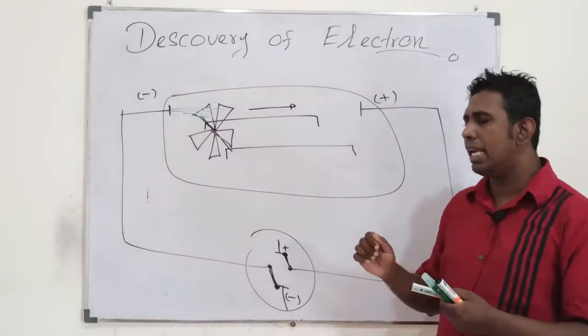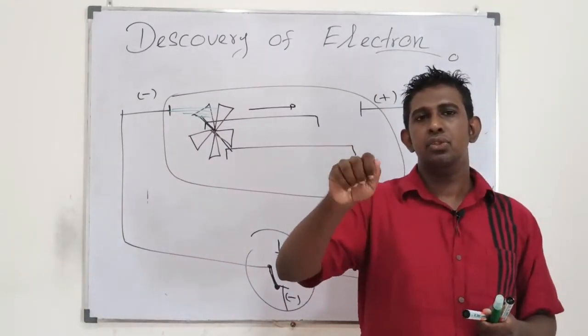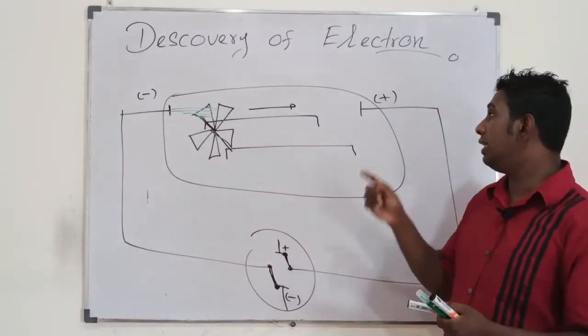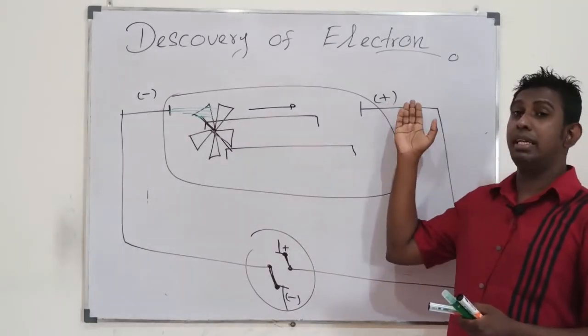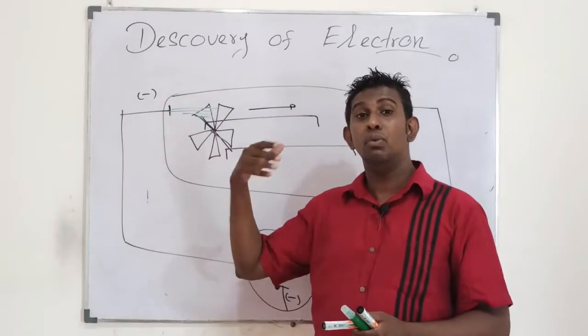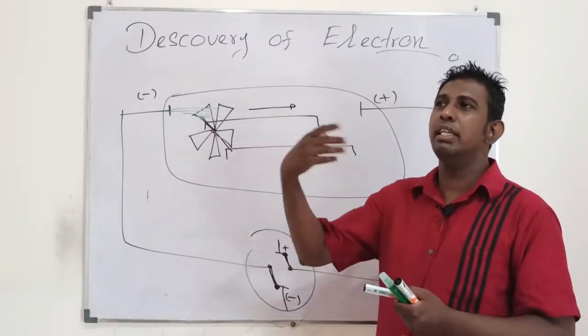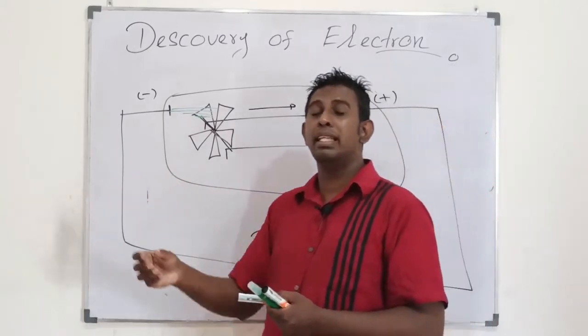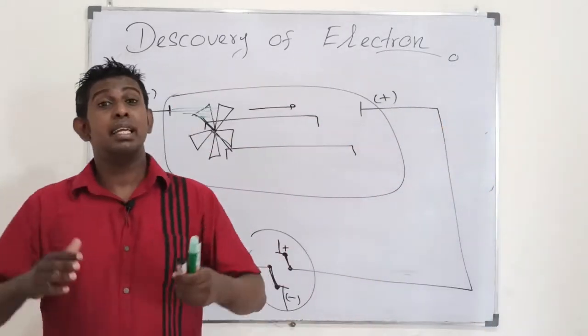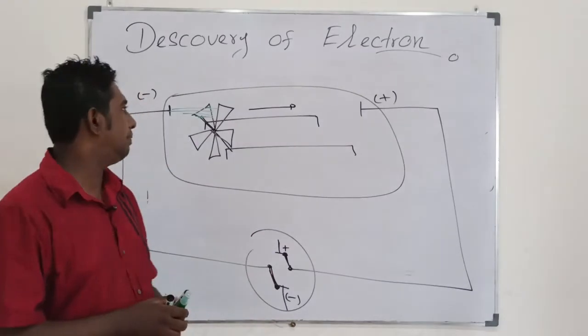Then students, next, when he switched it the other way, when this became the new cathode and this became the new anode, again the paddle will start rolling towards the new anode and stop there close by the anode. That's what he made as the observation.